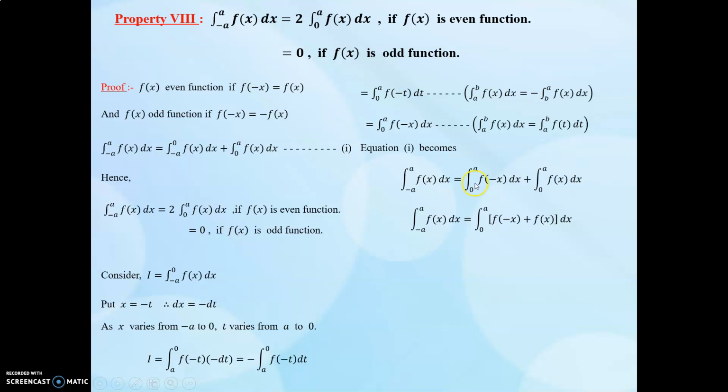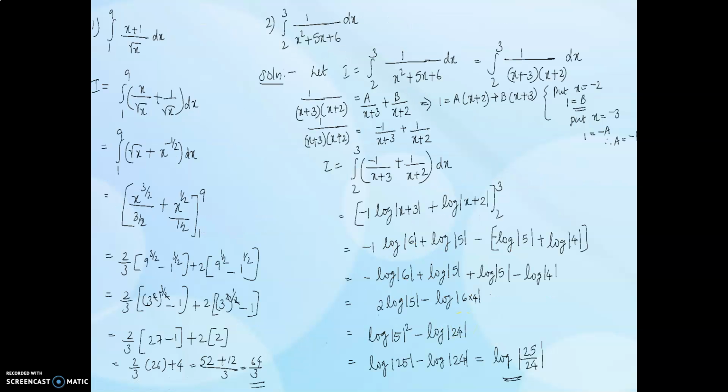So we can compare. See here in the right hand side, both the limits are same, only functions are different. So you can commonly take this integration: integral 0 to a f of minus x plus f of x dx. If f of x is odd function, then f of minus x is equal to minus f of x. Hence integral minus a to a f of x dx is equal to 0. If f of x is even function, then f of minus x is equal to f of x. Hence, integral minus a to a f of x dx is equal to 2 into integral 0 to a f of x dx.